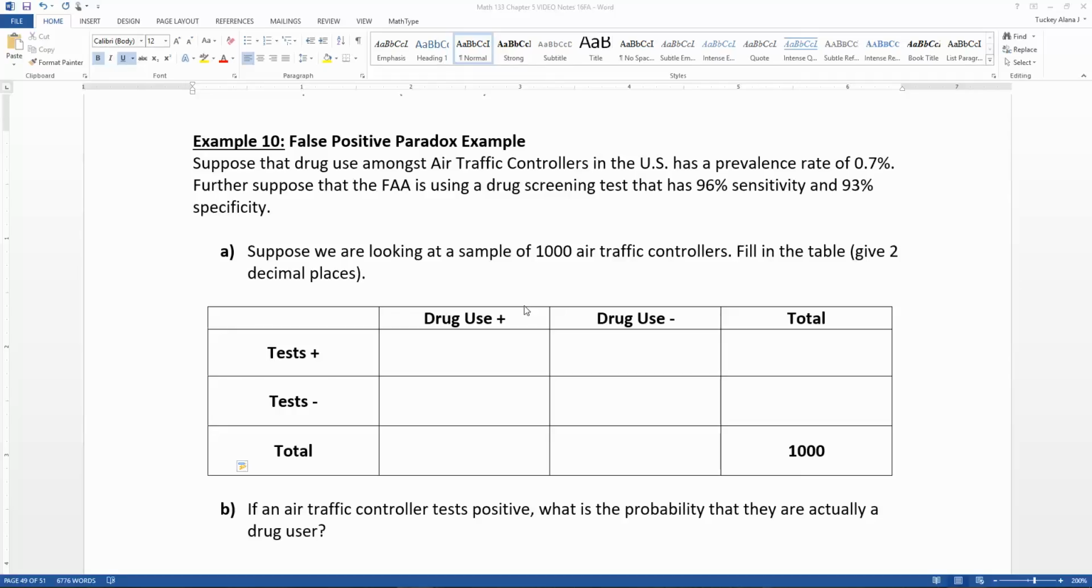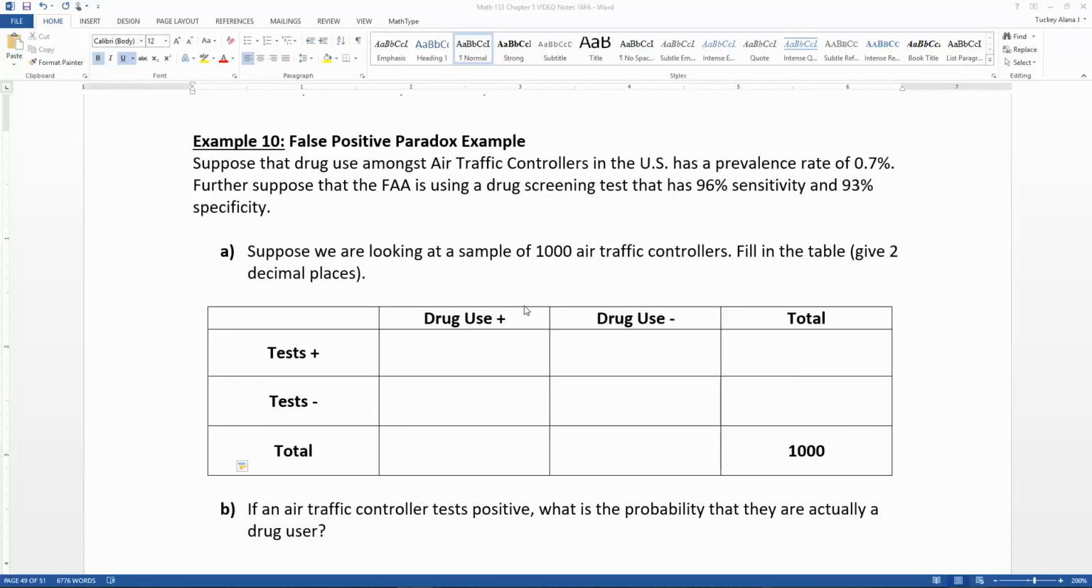Now that we learned about sensitivity, specificity, prevalence, and the positive and negative predictive values, we want to apply those problems to a very interesting situation that actually happens quite a bit in screening tests. For example, drug screening tests, medical screening tests, that kind of thing. So we're going to suppose that drug use amongst air traffic controllers in the US has a prevalence rate of 0.7%. It's extremely small, less than a single percent.